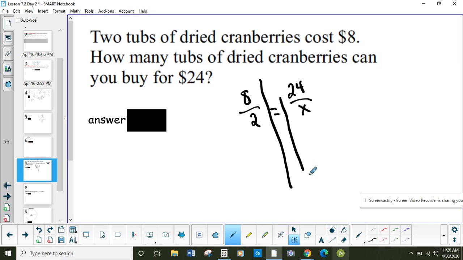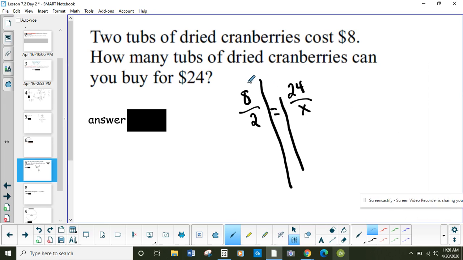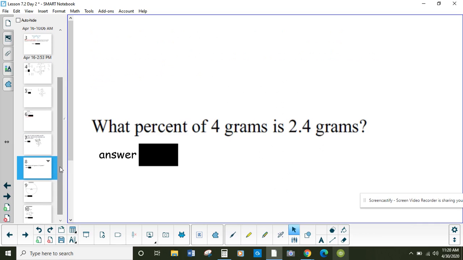So now I can cross multiply and divide. Let me make my lines a little bit smaller here. So cross multiply, I got 8 times x equals 2 times 24. And divide both sides by 8. And we get our answer of 6. You guys pause the video and answer the next question.